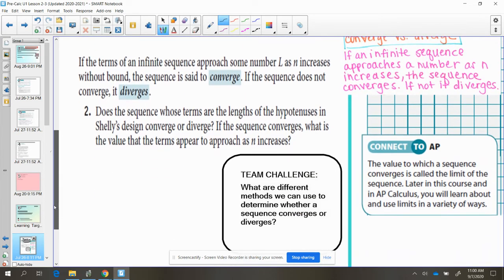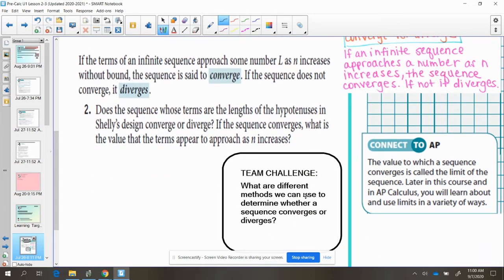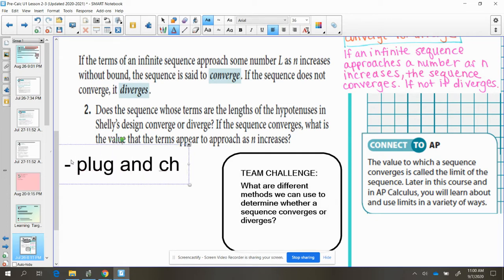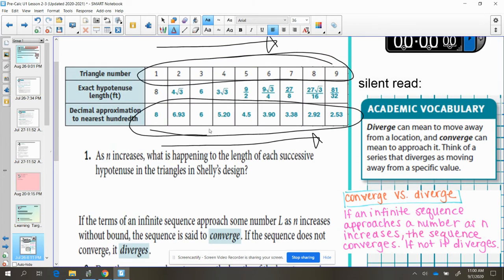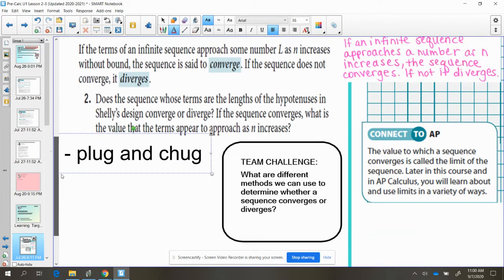Now, some ways to test these out. Does it converge versus does it diverge? I would say there are two useful methods. The first is the plug and chug mentality. What I mean by that is up here, for instance, we have this table of values. We plugged these values in and we're able to calculate them so we could see as this pattern increased, our values decreased. Right? That's method 1.